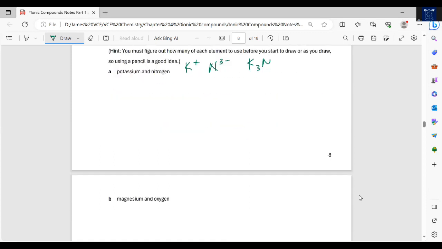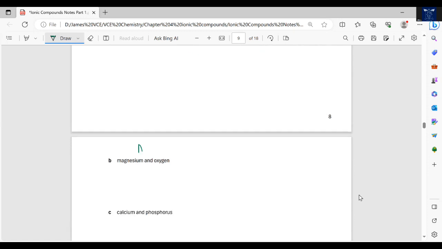Magnesium oxide, magnesium is 2 plus, O is 2 minus. Then we do not write down Mg2O2. We just write down MgO because it's in the simplest form. We do not normally write it like that because it's going to be 1:1. We do a simplest ratio. So what we write down is magnesium oxide.